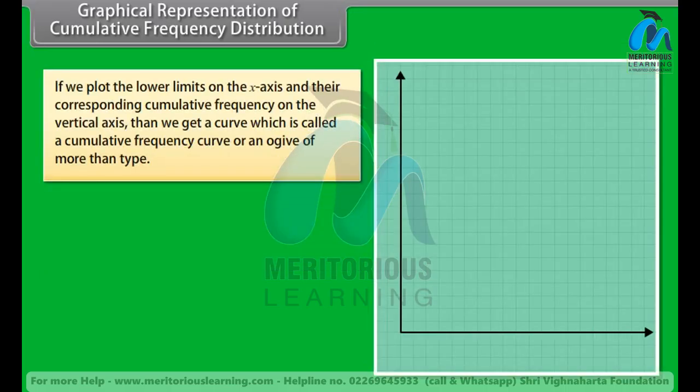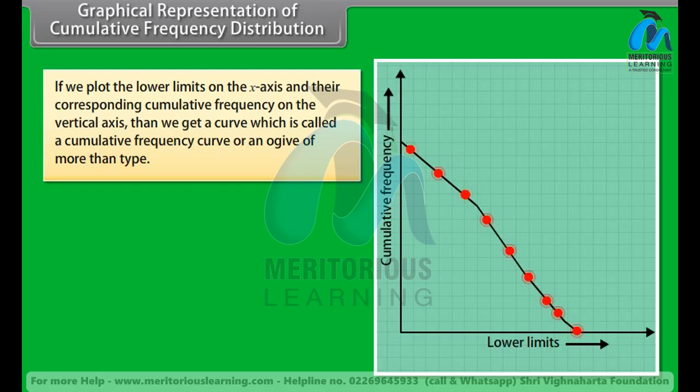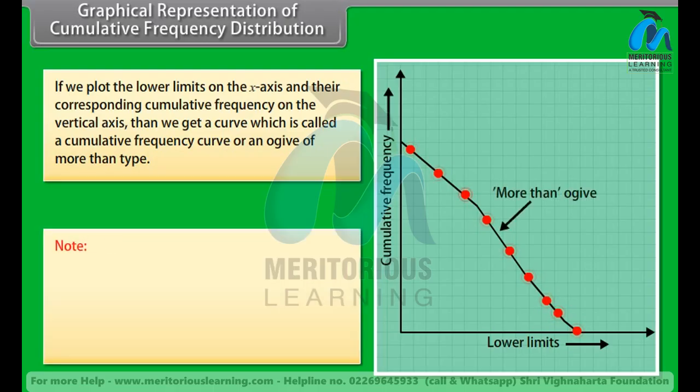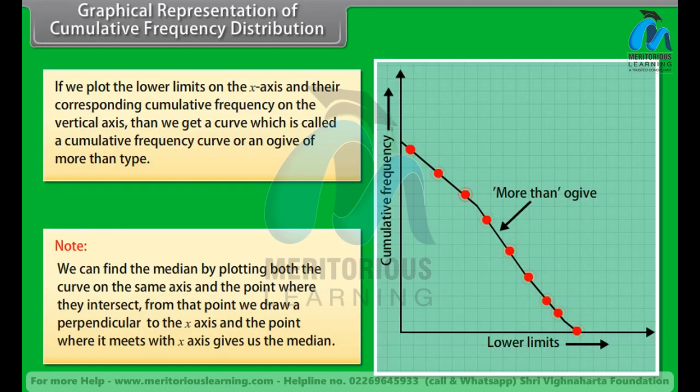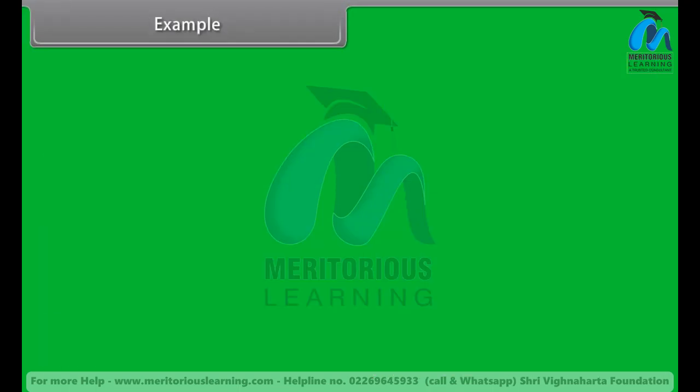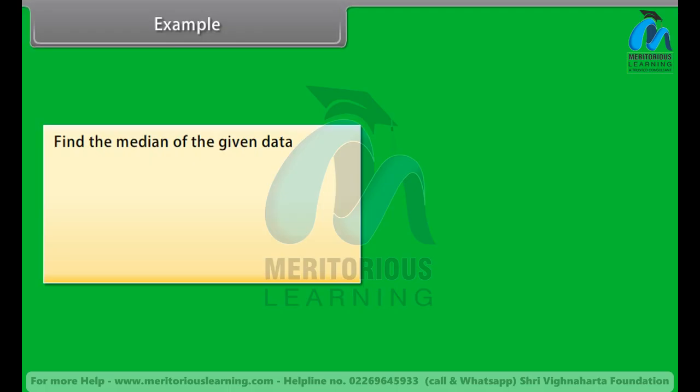If we plot the lower limits on the x-axis and their corresponding cumulative frequency on the vertical axis, then we get a curve which is called a cumulative frequency curve or an ogive of more than type. Note: we can find the median by plotting both the curves on the same axis and the point where they intersect. From that point, we draw a perpendicular to the x-axis and the point where it meets the x-axis gives us the median. Example: find the median of the given data.